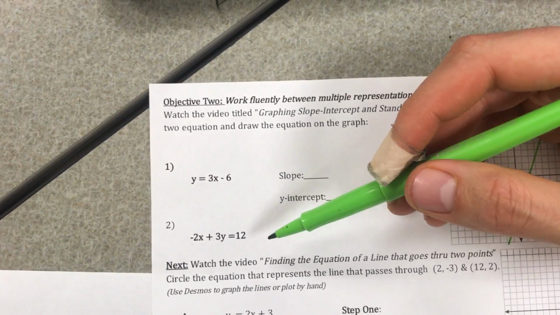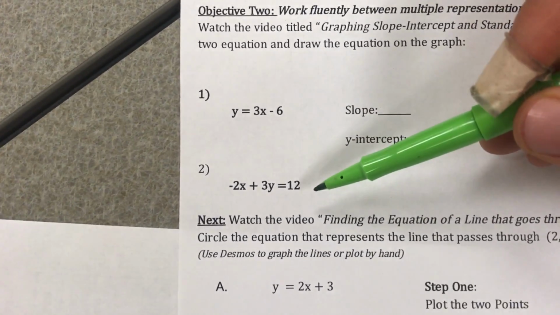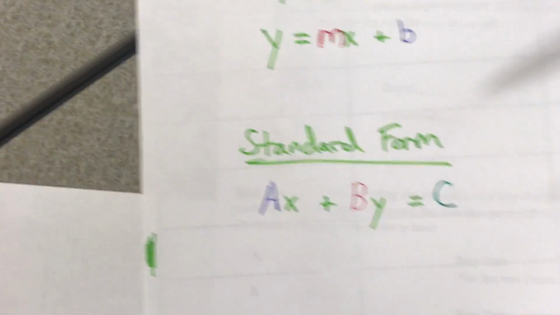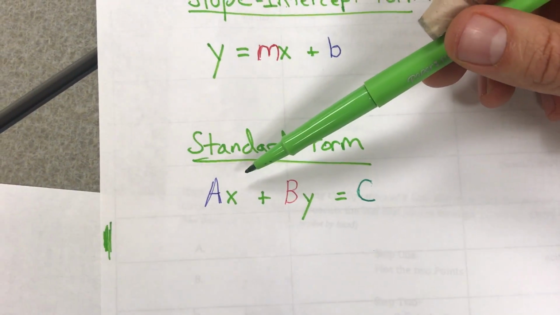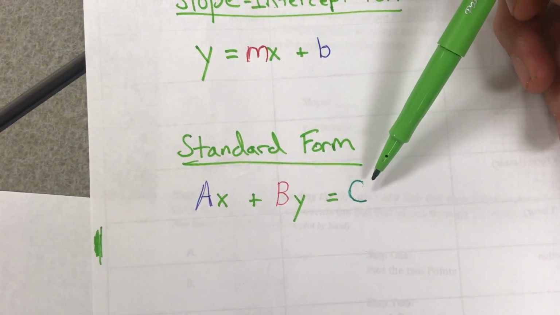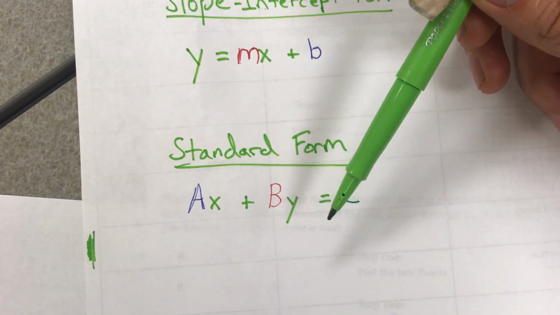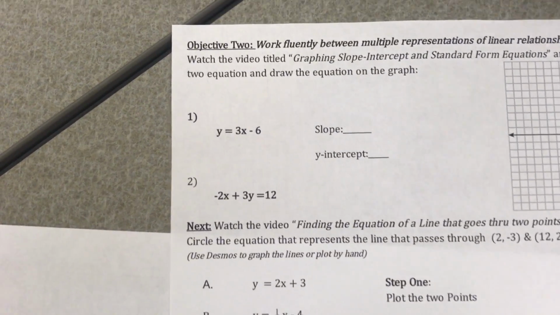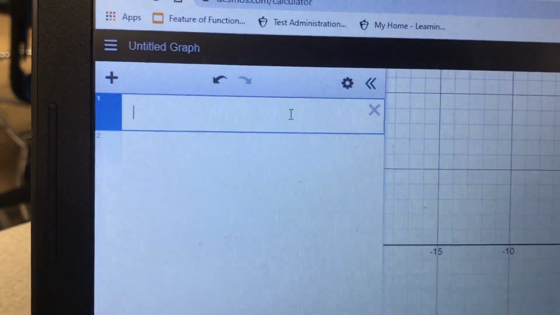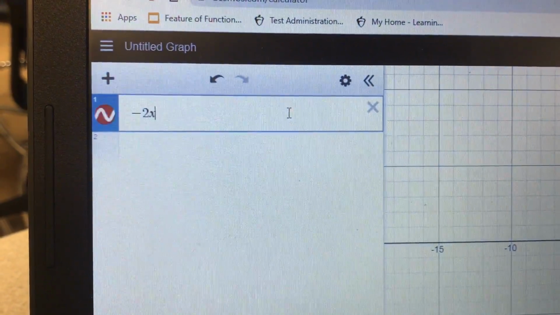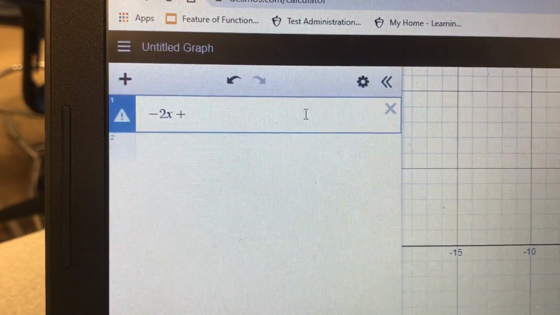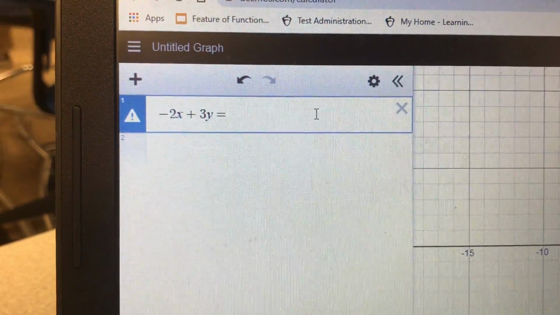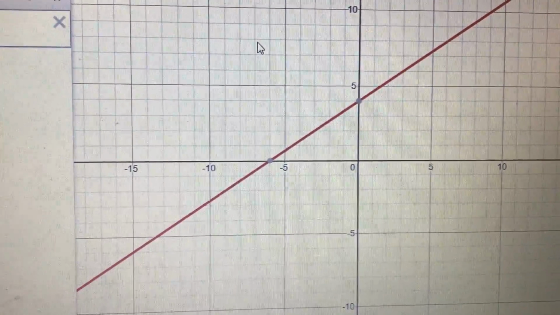For the second equation, we see this is in standard form. Quick reminder, standard form looks like this, the structure of ax + by = c, when our x and y variables are both on the same side of the equation. So when we are graphing this, okay, we're going to enter this into Desmos. We're going to take away the first function, and we're going to enter in our second. Alright, and when we take a look over here at our coordinate plane, we have our linear function.